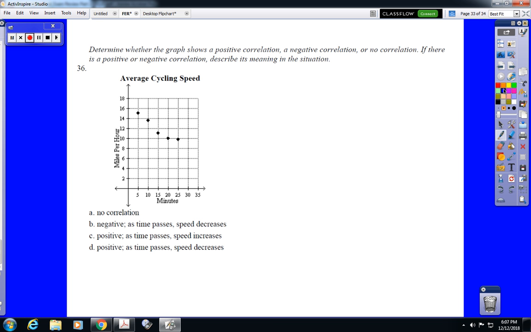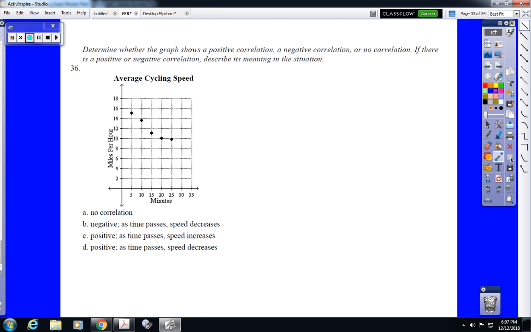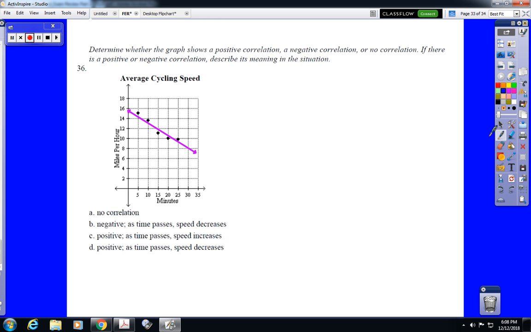So here we have a scatter plot, average cycling speed. The y-axis is marked off in miles per hour, going up by 2s, and the x-axis is marked off in minutes. It is increasing by 5. None of that really matters. What matters is if you look at that data, you need to decide whether that data is generally increasing, decreasing, or if there is just no obvious pattern to that data. And I think we can all agree that for the most part, those 5 points are very clearly going down as we move from left to right.